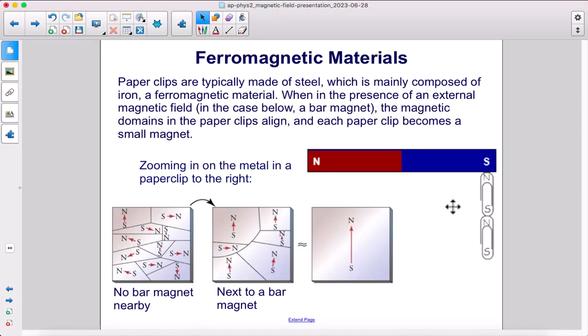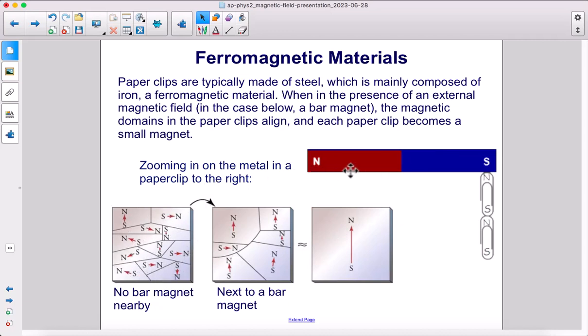Paper clips are typically made of steel, which is mainly composed of iron, a ferromagnetic material. When in the presence of an external magnetic field, in the case below, this bar magnet, the magnetic domains in the paper clips align, and each paper clip becomes a small magnet. If you were to zoom in on the metal in the paper clip to the right, here is what it would look like with no bar magnet nearby. All the domains would be in random orders.